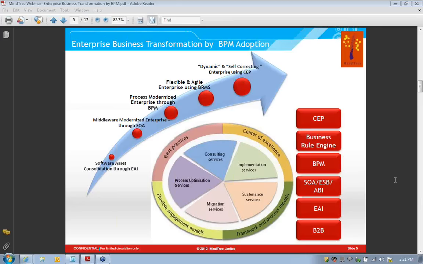IBM, Oracle, TIBCO, Pega. Microsoft has its own SharePoint BPM. So these are some of the tried and tested options available in the BPM landscape. We will touch upon this more in later slides. Moving on with the discussion into slide 6.